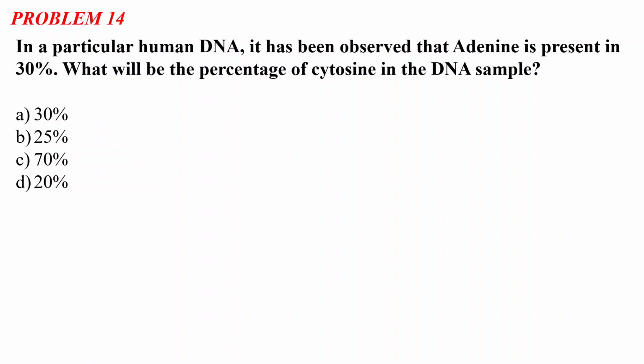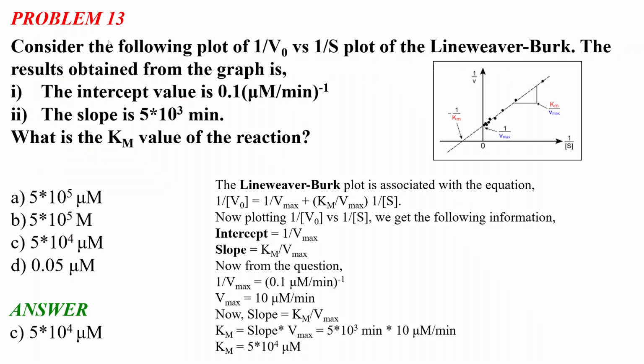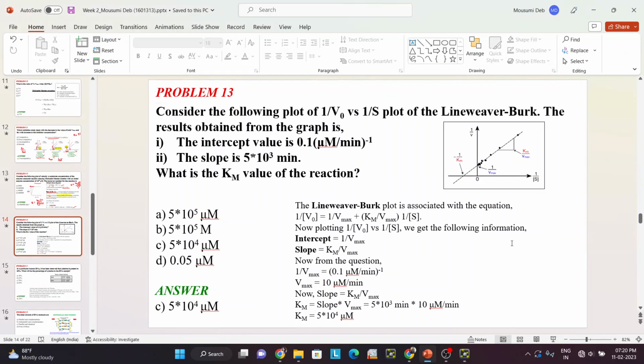So, in a particular human DNA, it has been observed that adenine is present in 30%. So what will be the percentage of cytosine in that DNA sample? So, do we have any answers for it till now?